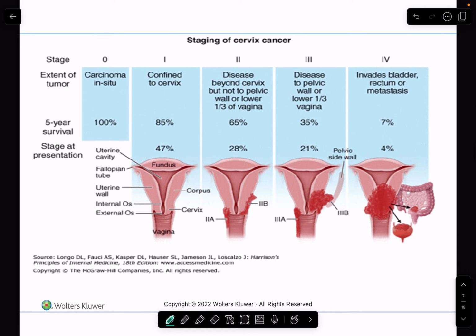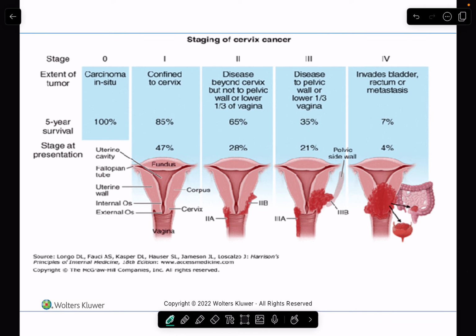So, staging of cervical cancer always varies with whether the cancer has spread to adjacent tissues or adjacent parts of the reproductive system, or the worst part, whether it has reached not just the pelvic region but also other parts of the body, no? So, in stage 0, carcinoma in situ. Ayan, binanggit na ulit natin si carcinoma in situ.